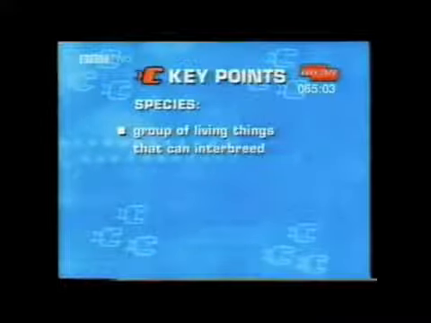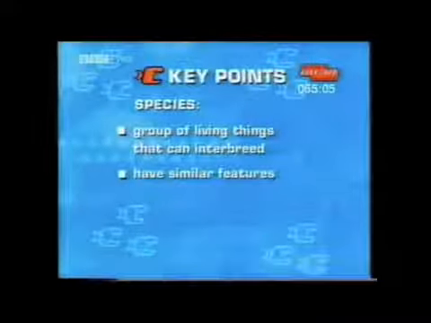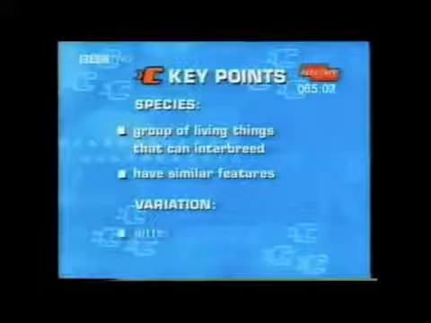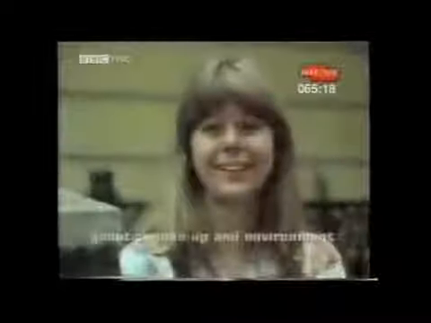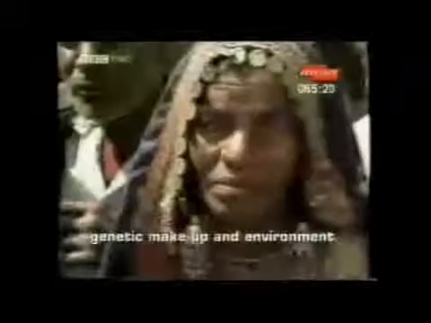A species is a group of living things that can interbreed, and a species has the same features. Variation is the differences within the species. The variation within our species, or any other species, is caused by both our genetic makeup and the environment. And it's these genetic and environmental factors that we're going to look at next.